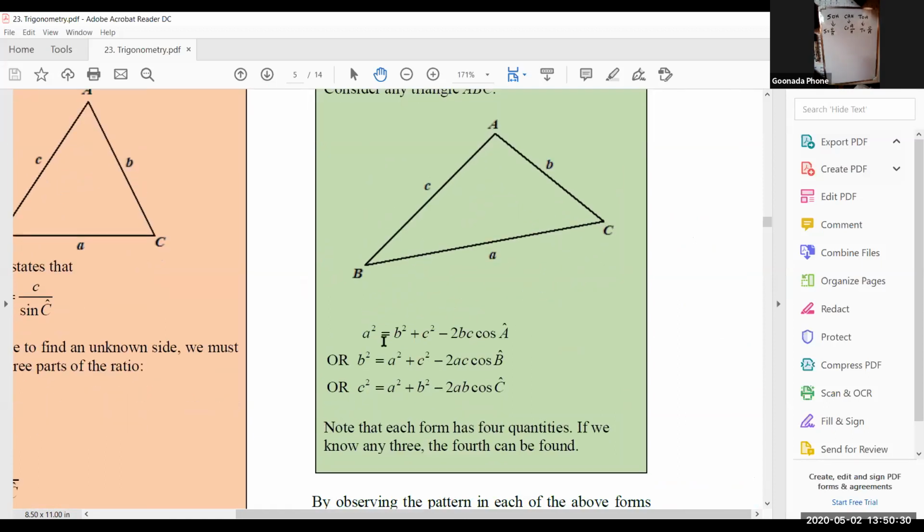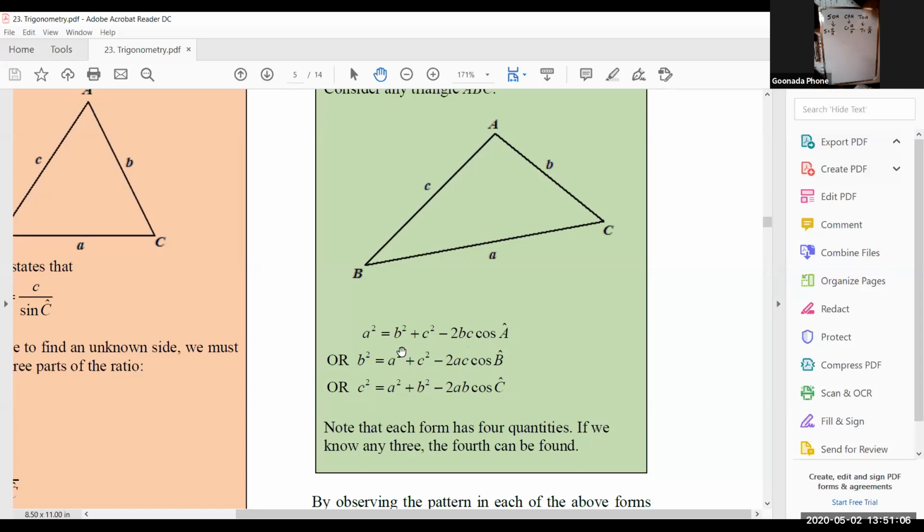So A squared is equal to B squared plus C squared, which is the hypotenuse formula, right? Minus 2BC cos A, or B squared is equal to A squared plus C squared minus 2AC cos B, or C squared is equal to A squared plus B squared minus 2AB cos C.